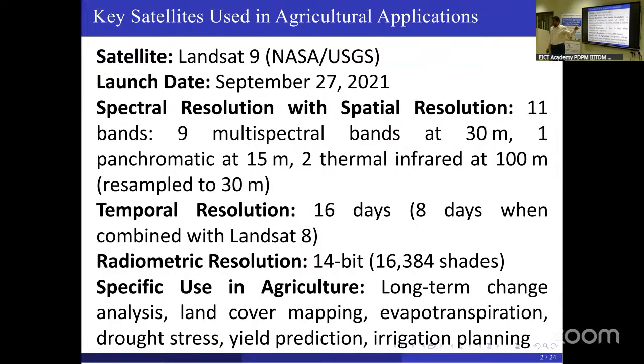So which one is better for agriculture purposes? Okay. Then radiometric resolution. What bit do we have in Sentinel-2? 12 here. So which one is good? Landsat, you have a good one.